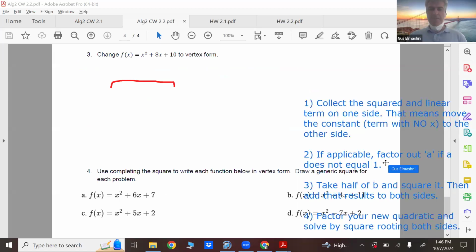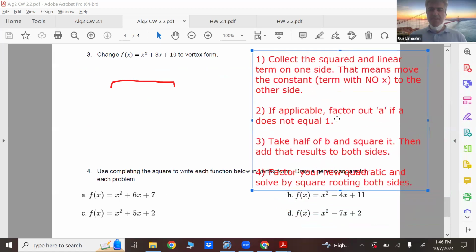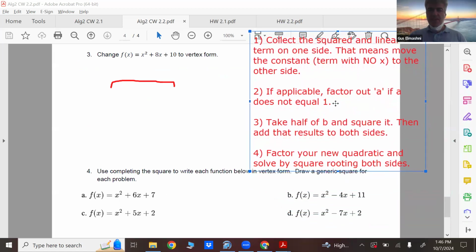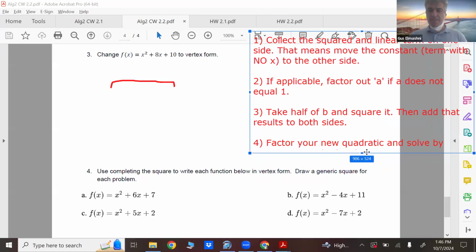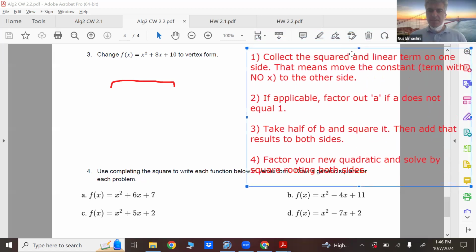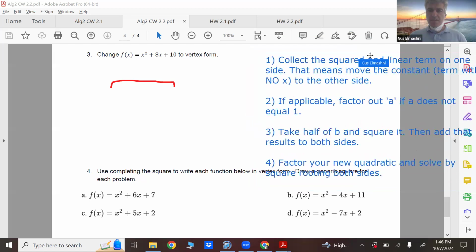Oh, whoa. What did I do there? That's crazy. All right. Yikes. Okay. I don't want to keep changing the colors.